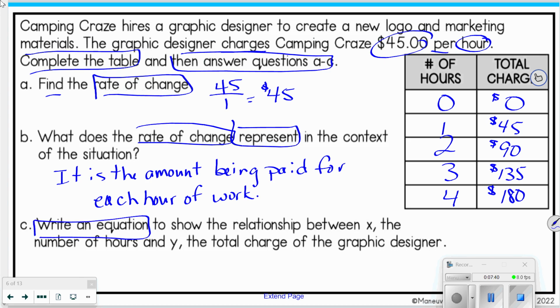Write an equation to show the relationship between x, the number of hours, and y, the total charge of the graphic designer. So here's where you're finally getting it said. It had not said that earlier, but normally when we talk about it, dollars per hour should be really common sense for you. So to write my equation, I now know that my rate of change, or my k value, is 45, meaning my y is going to equal $45 times my number of hours x.